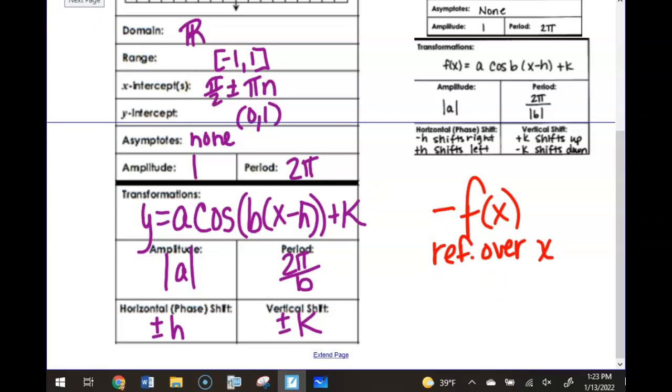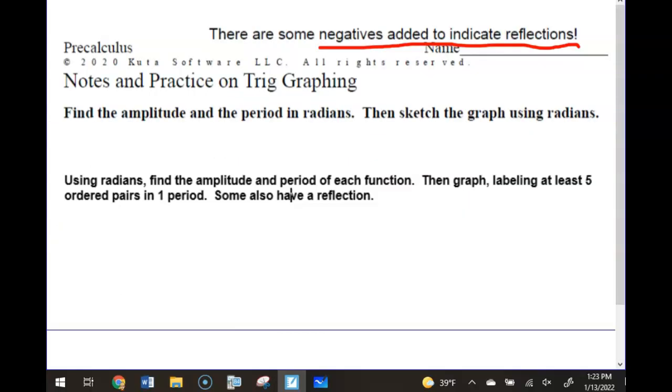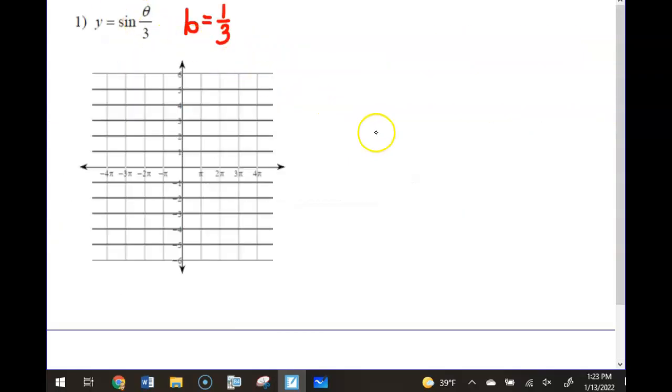Do I have any time left? All right. You are not going to have to graph these by hand. You're going to do some Delta Math tonight.